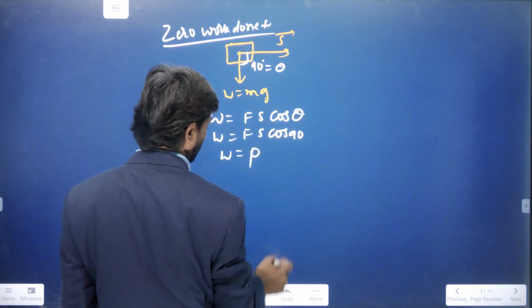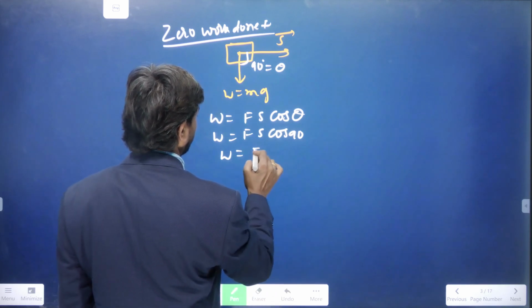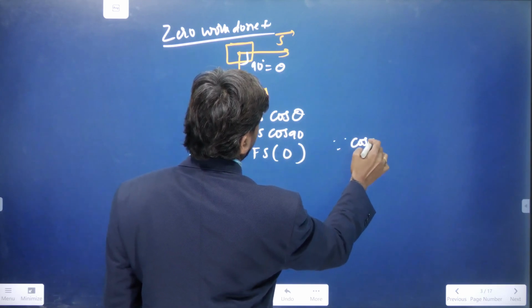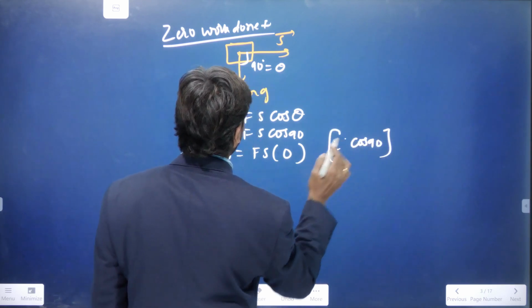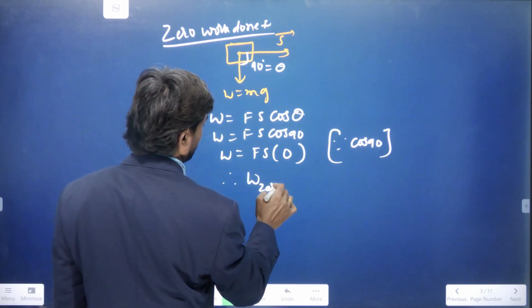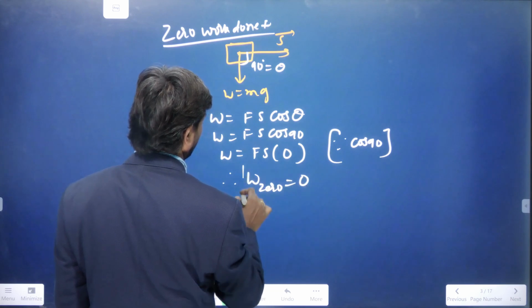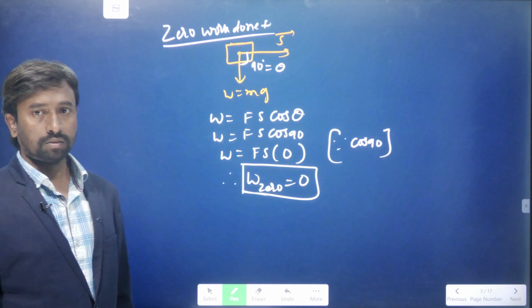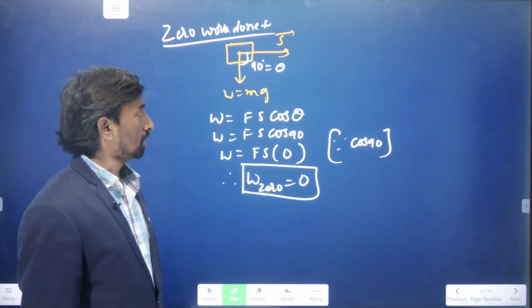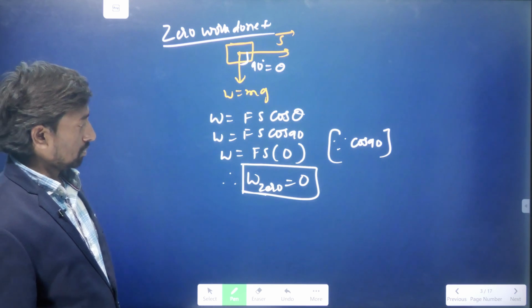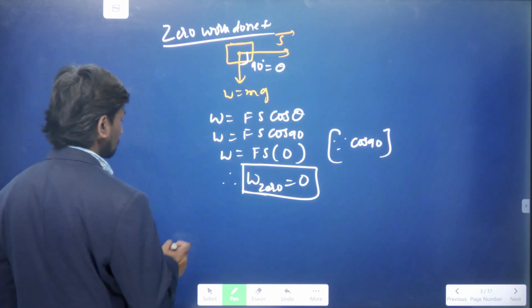So here we can write Fs into 0, since the cos 90 value is 0. Therefore we will get W, that is a 0 work done. So it is 0 joules. So like this, these are the different work dones, positive and negative, and there zero work done takes place. Okay, now we will see the next case.